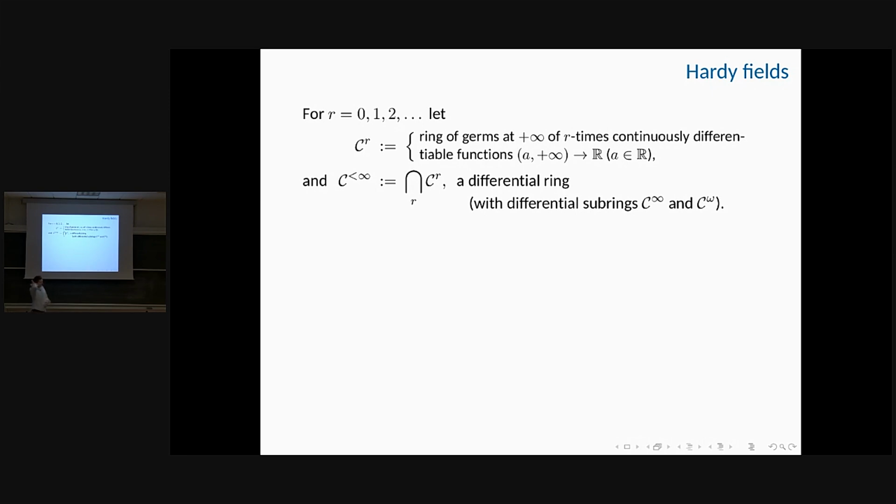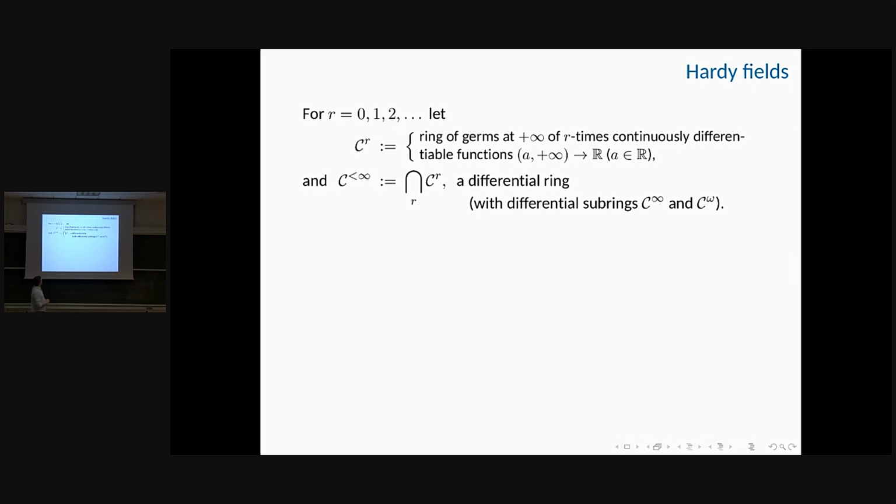So first, I need some notation. For every natural number r, I let C^r be the ring of germs of r times continuously differentiable functions defined on some half line towards plus infinity, real valued functions. So what are germs? Well, this means we identify two such functions if they agree on some potentially smaller half line towards plus infinity.